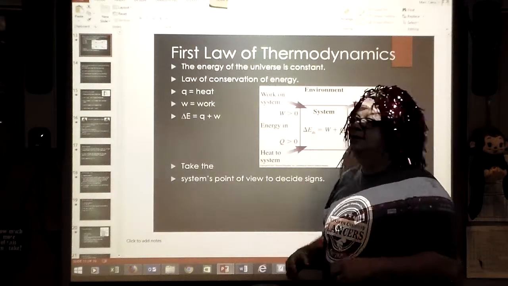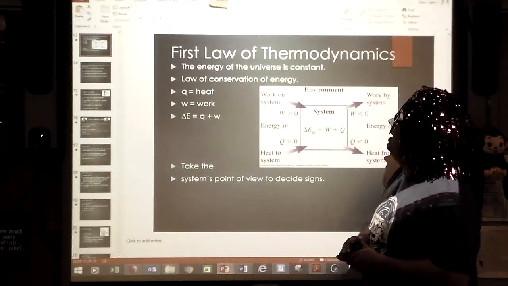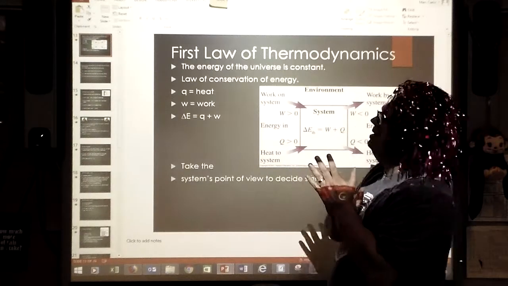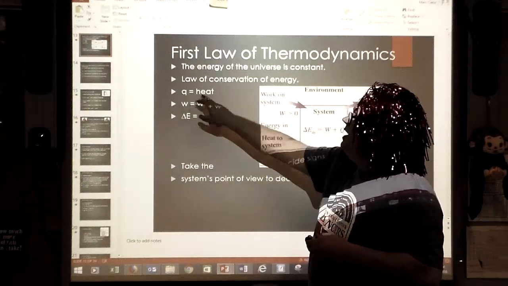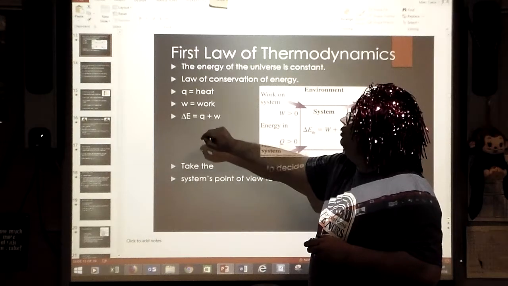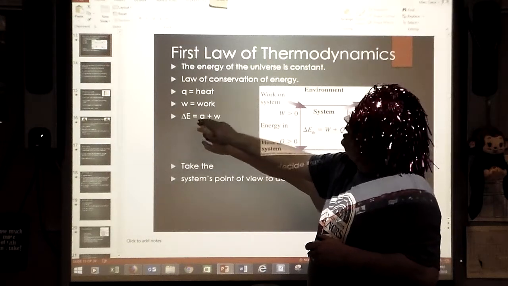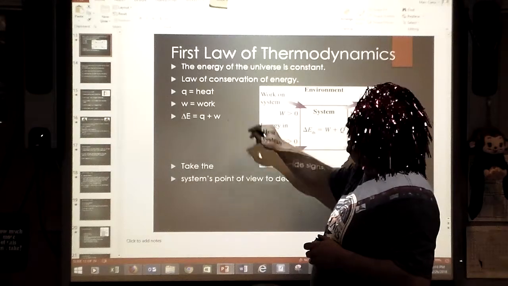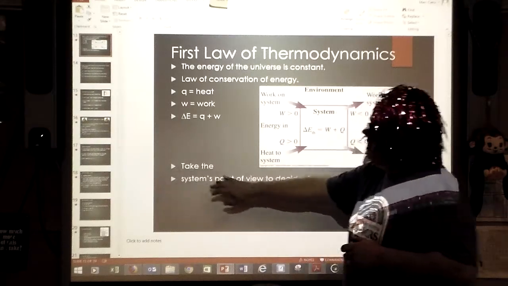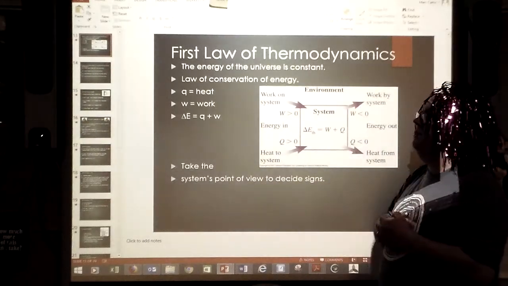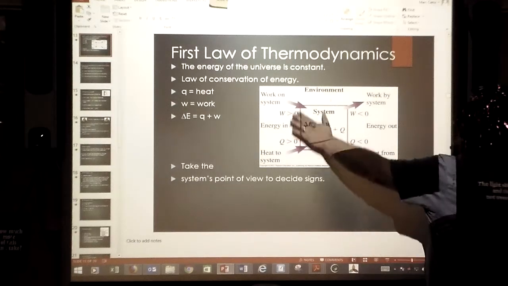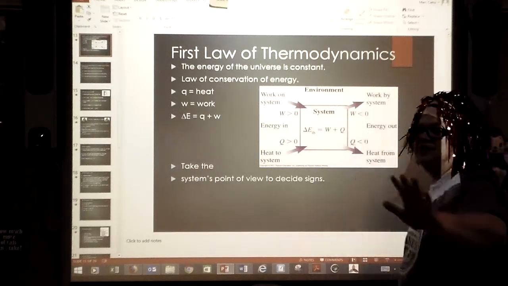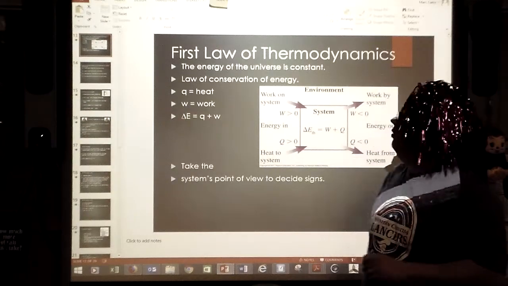Okay guys, let's get back to this. First law of thermodynamics. We talked about the energy of the universe being constant, the law of conservation of energy. We said that Q is equal to heat, W is equal to work, and the change in energy is work plus the heat. And we only said to take the system's point of view to decide signs. Now we'll do a couple of examples, okay? But this diagram is a lifesaver. You should know this diagram.